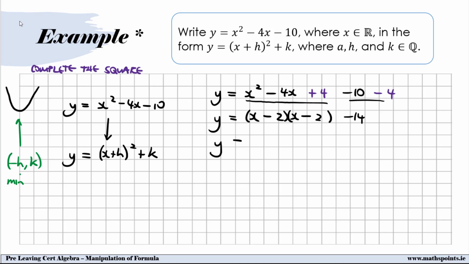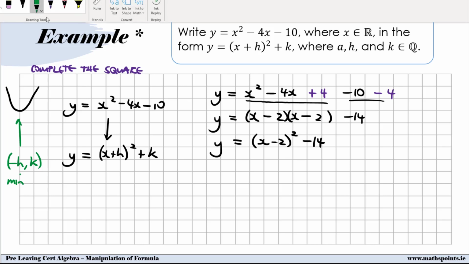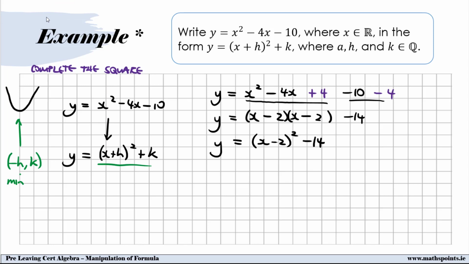So on the next line I have x minus 2 by x minus 2, which is x minus 2 all squared, and then I have the minus 14. And now we can see that this is in the format that I want, x plus h squared plus k. So we have x minus 2 squared minus 14. And so we've manipulated the right hand side of the formula to express it in this particular form.